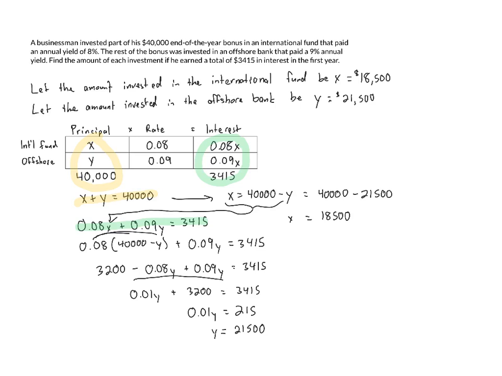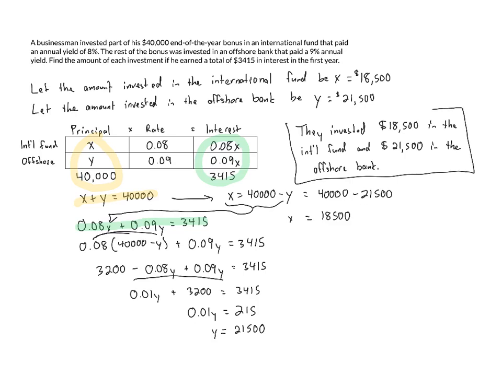They said to find the amount of each investment. So we can say that they invested $18,500 in the International Fund and $21,500 in the offshore bank. And that is our final answer.